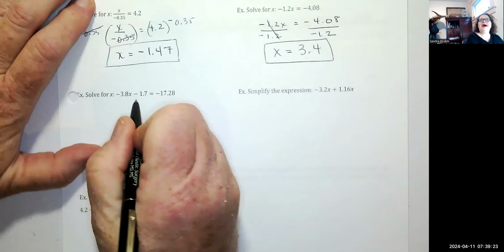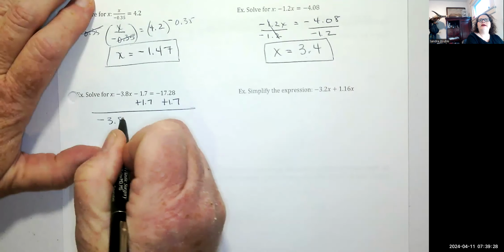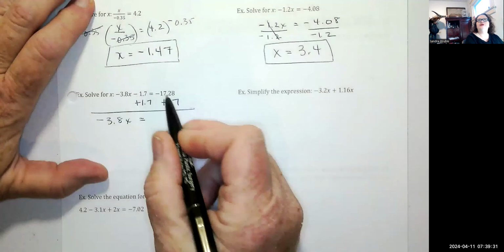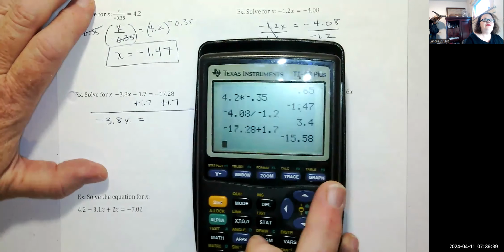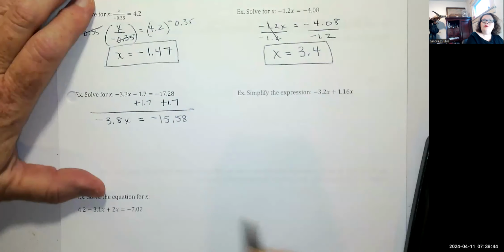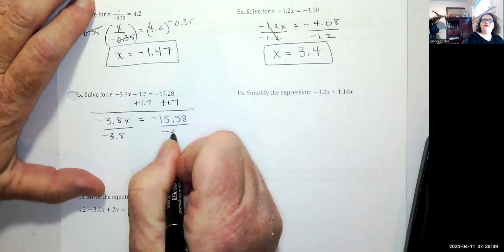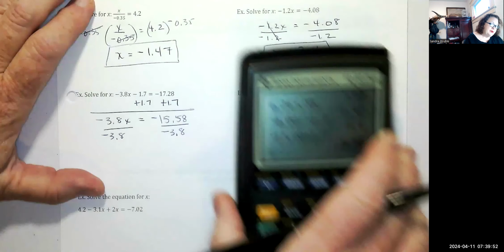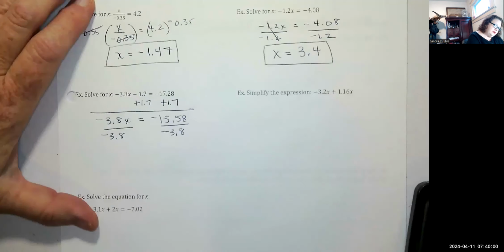So I'm going to add 1.7 to both sides. And I get negative 3.8x is equal to, it should be a negative, negative 17.28 plus 1.7 is negative 15.58. All right, now we're going to do the division. Negative 3.8, it should be a positive. Negative divided by negative is a positive. Negative 15.58 divided by negative 3.8 is 4.1. Fabulous.